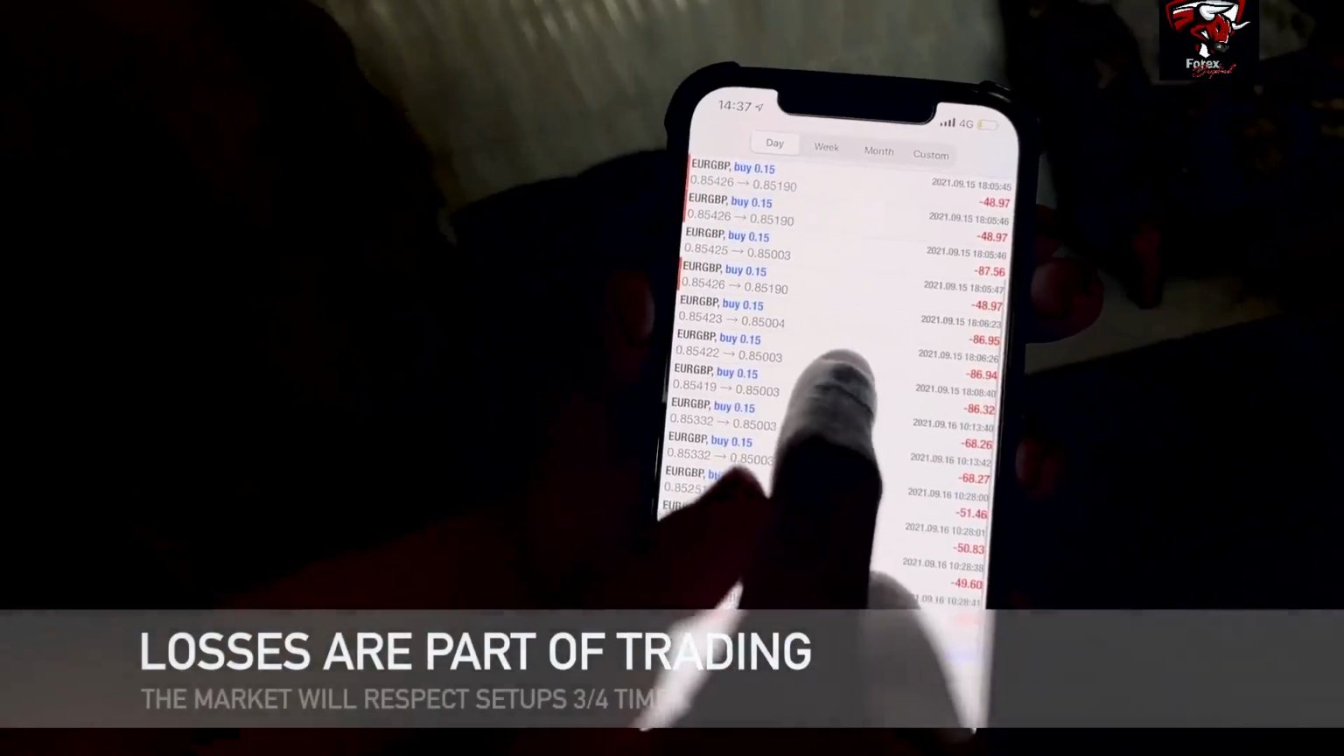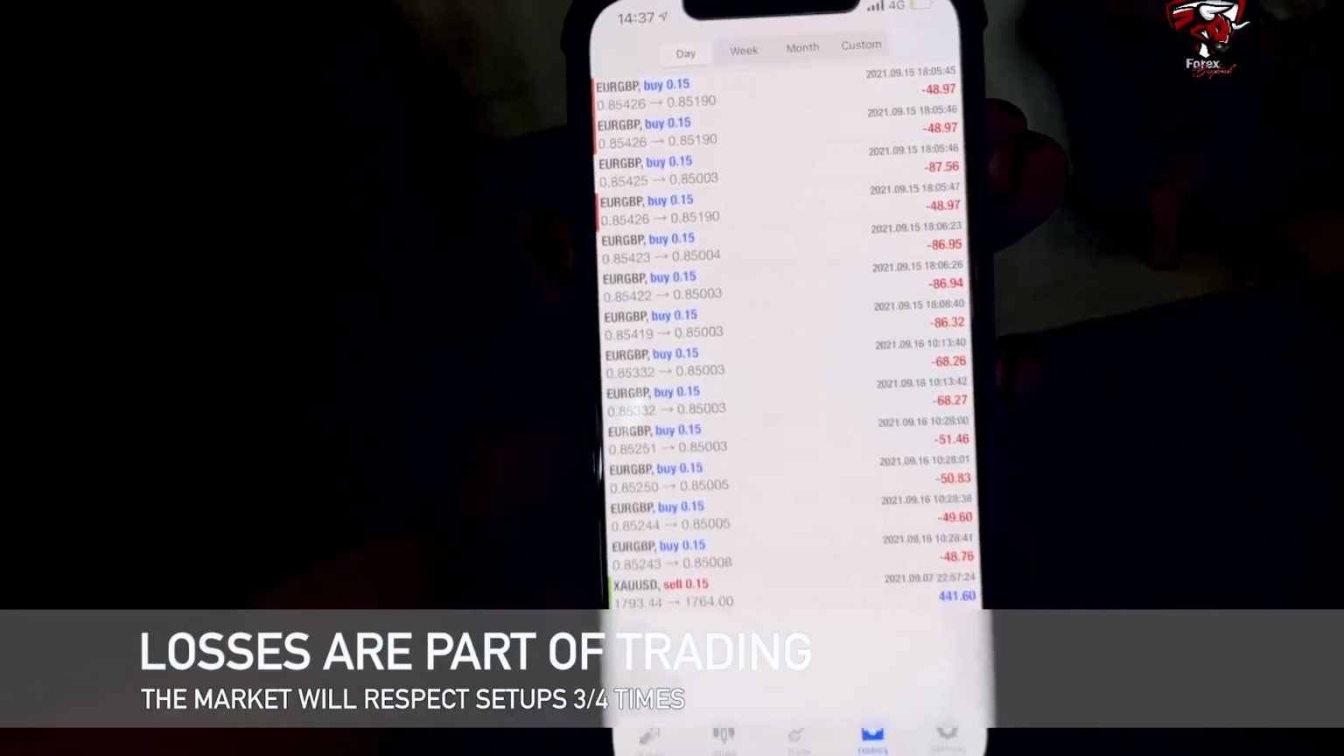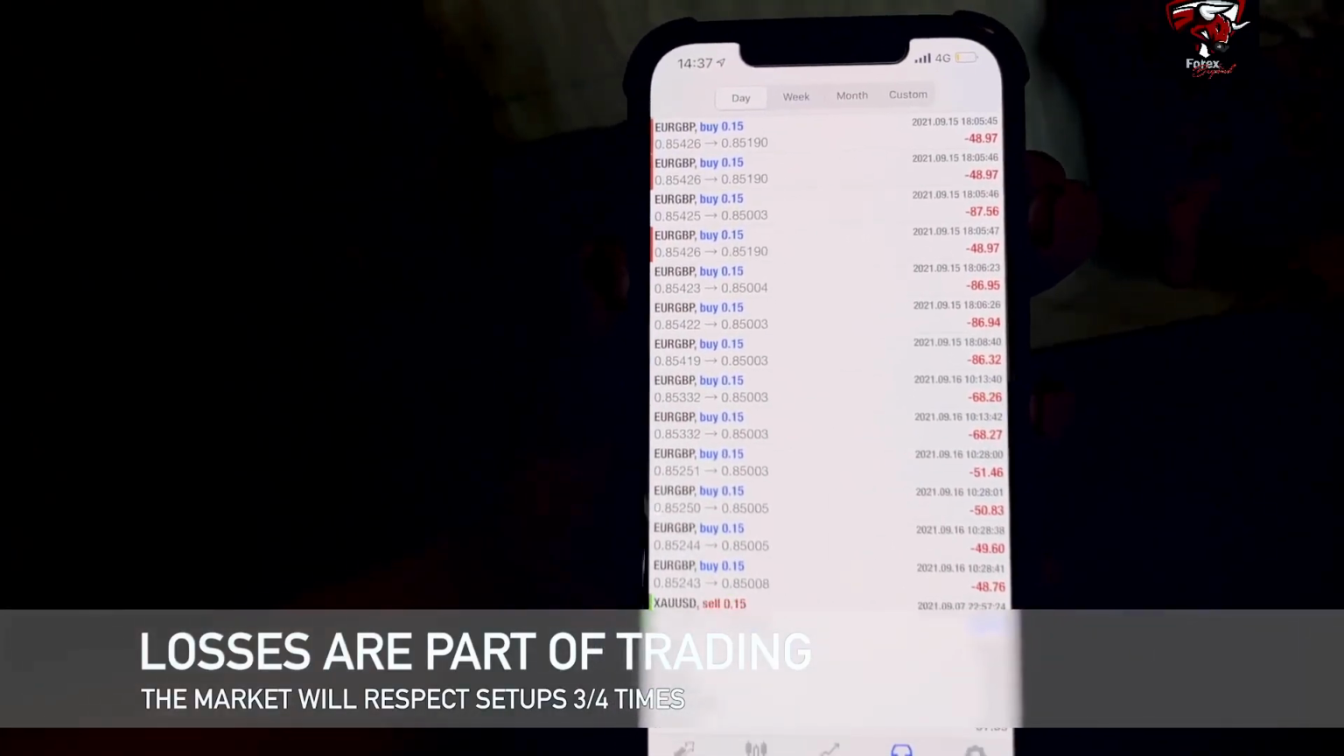So guys, how was I able to take a loss? I want to show you the same setup. Sometimes it might not work. Sometimes it does work. However, it works more times than it doesn't.